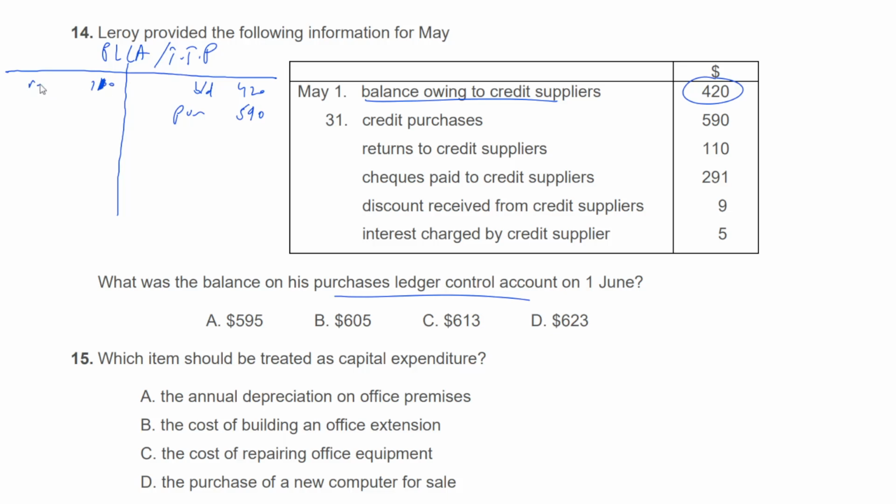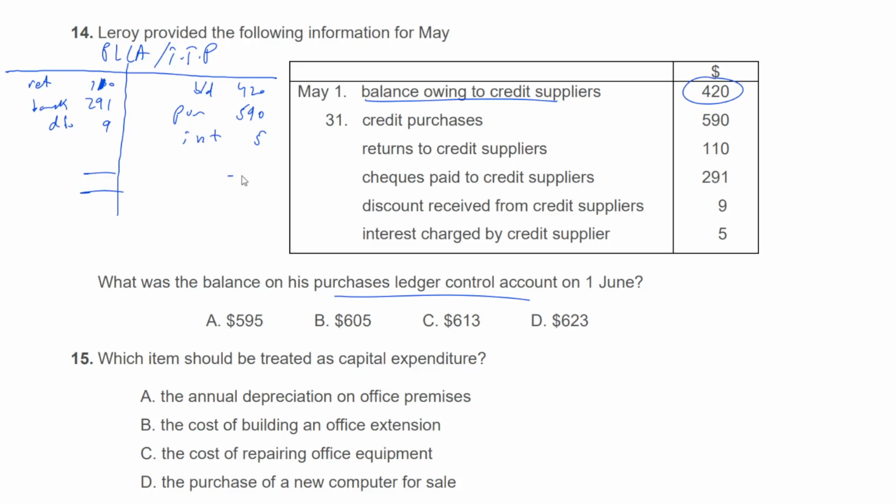Okay, that is returns. Cheques paid to credit suppliers. That will also reduce your payables, 291. Your payables go down because you made payments. Discount received, that would also reduce your payables. Interest charged by credit suppliers is increasing your payables. So anything that increases your payables goes to the credit. Anything that reduces your payables goes to the debit. That is the discount. That is the interest.